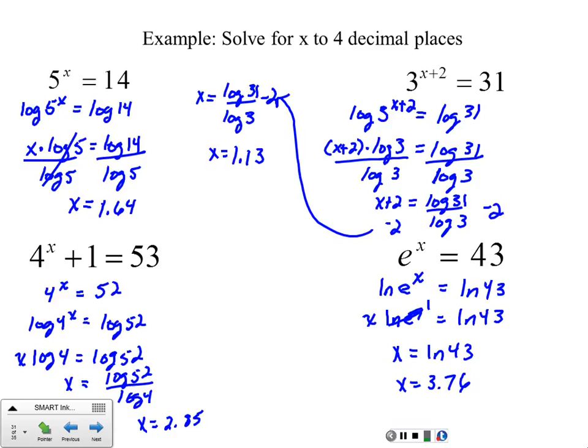So, if you can do change of base like we did in 10.1, do change of base. If you cannot do change of base, then depending on which one you're dealing with, you're either going to take the LOG of both sides or the LN of both sides. Alright? So again, now you should be able to do those.